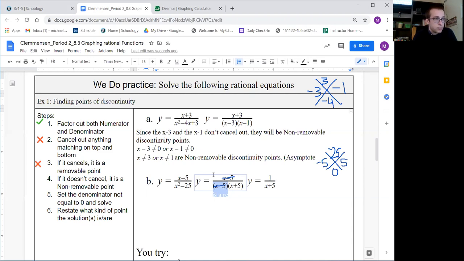Someone tell me in the chat, as many people as possible, whether this x minus 5 is removable or non-removable. We got 3 correct answers, 3 for 3 so far. Anybody else want to make a guess? Again, it's better to guess and get it wrong than to stay silent and think you know what you're doing. Is it removable or non-removable?